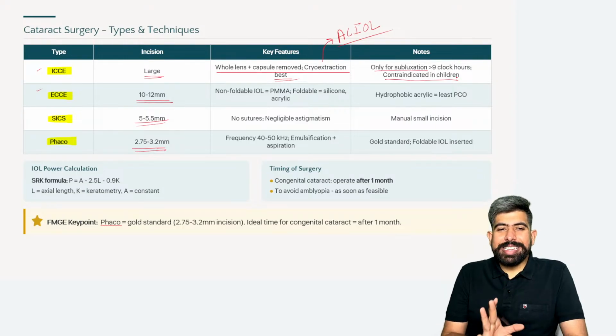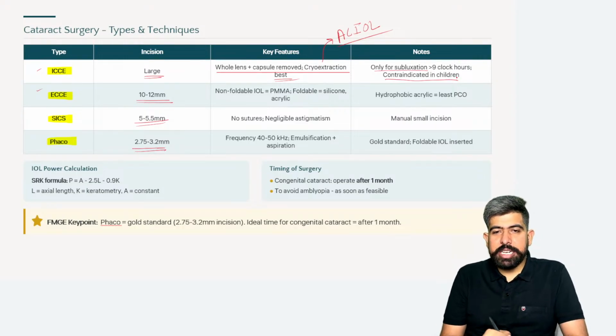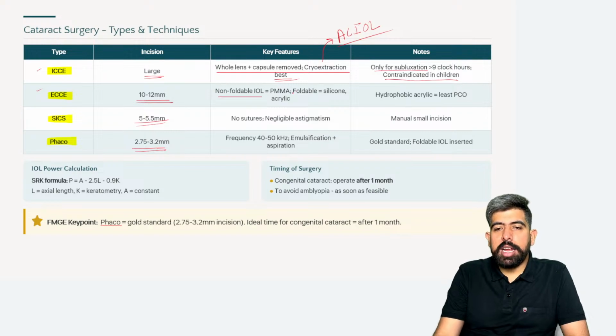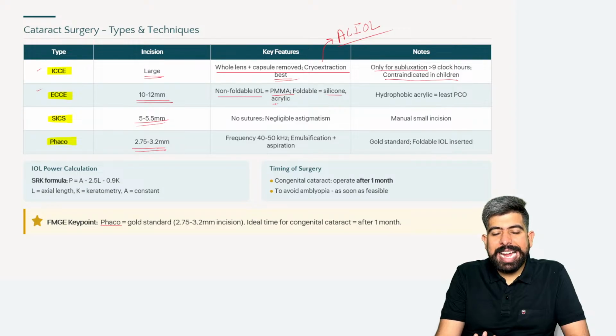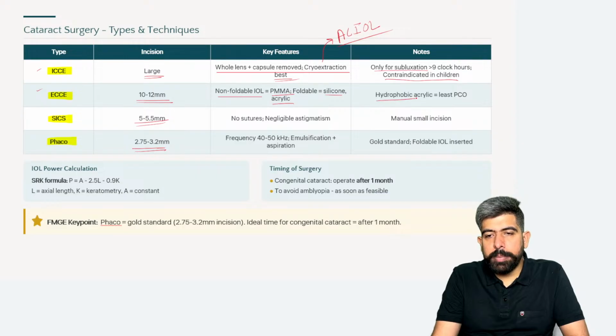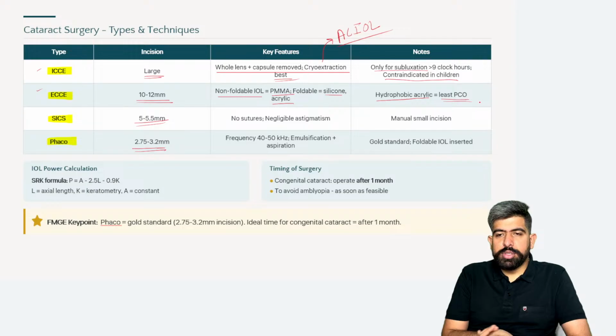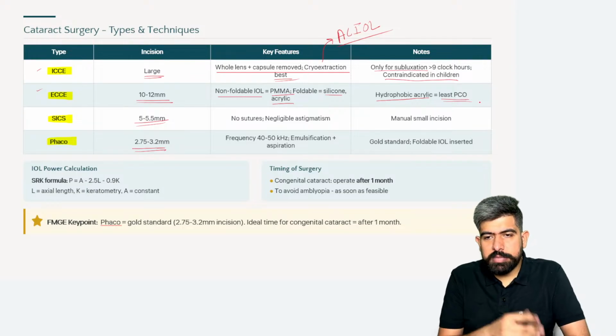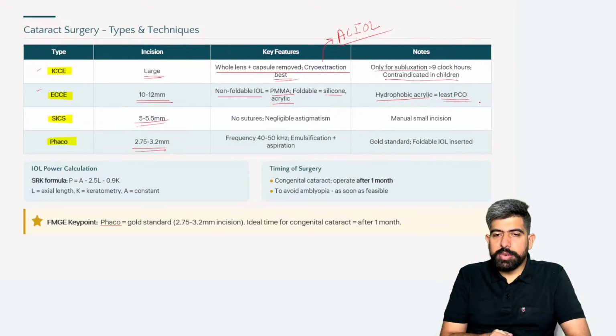Is it clear? Now in ECCE, extracapsular cataract surgery, what will be there? There is a non-foldable IOL we have to use, and this is made up of PMMA. The foldable is made up of acrylic and silicone, as you know very well. And hydrophobic acrylic is the best for the posterior chamber intraocular lens to reduce PCO, right?